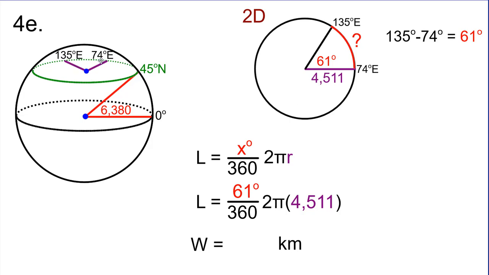We're going from 74 east to 135 east. If we subtract those two, that's 61 degrees altogether. We want to know what's the physical length with a central angle of 61. Notice now we're no longer using the radius of the Earth, because we have a shortened radius at the 45th parallel, which we found in the other step. So we just plug in our arc length formula, which will give us an estimated distance of 4,803 kilometers.